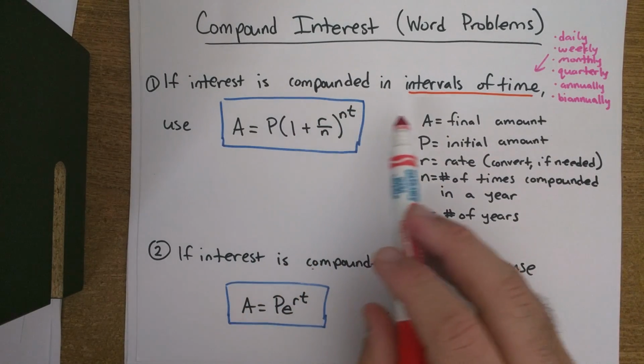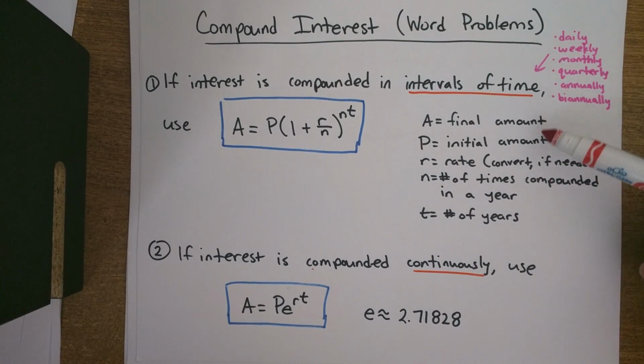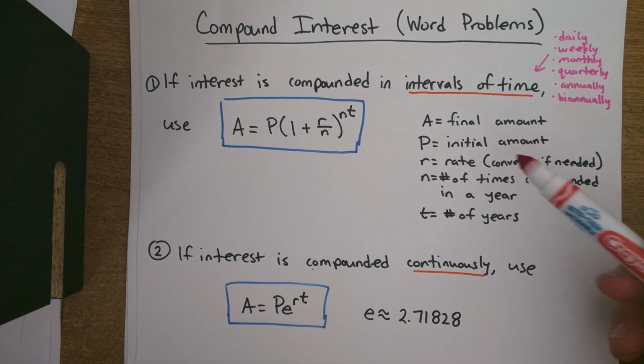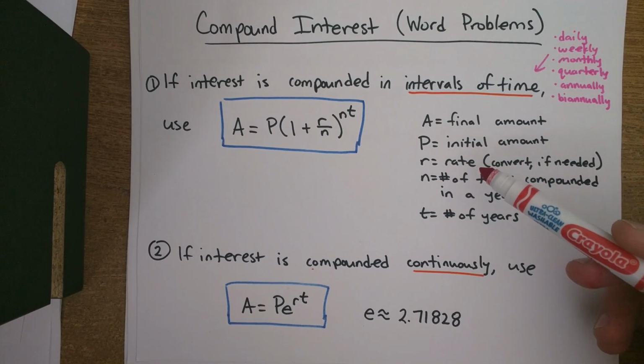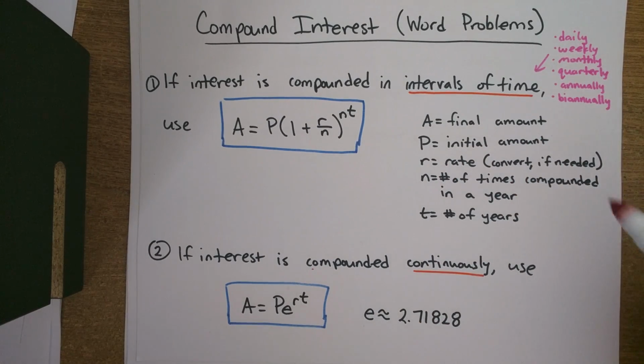Anyways, if your interest is compounded in intervals of time, you have to use this formula. I told you what all the letters mean. A is your final amount. That A is over here. P is your initial amount, whatever money you're investing. R is your rate. Remember, because your rate's probably going to be given as a percent, you have to convert it by moving the decimal over twice or dividing by 100. N is the number of times compounded in a year.